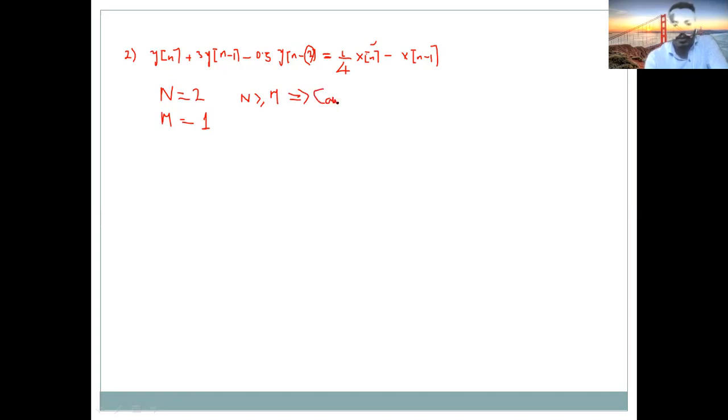You know what that means by causal system? The system only depends on past and present inputs. It does not depend on the future. Okay, causal system. Is it linear or not?